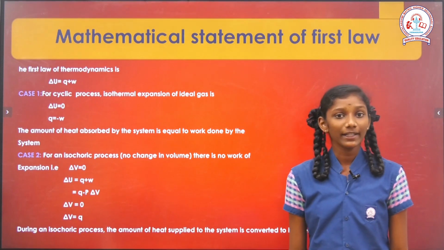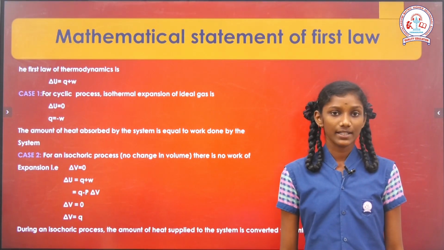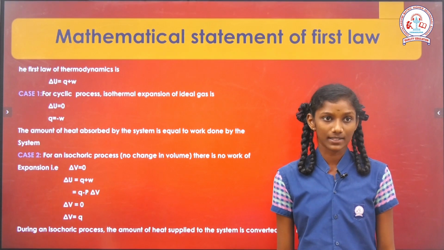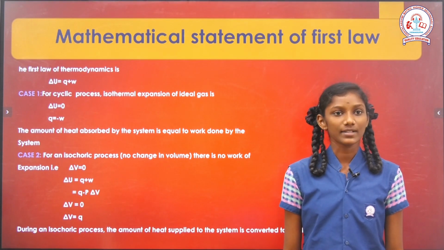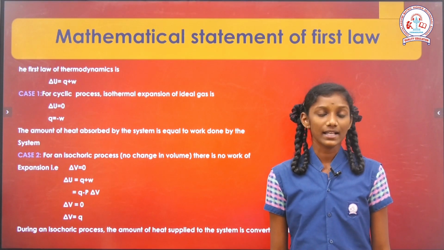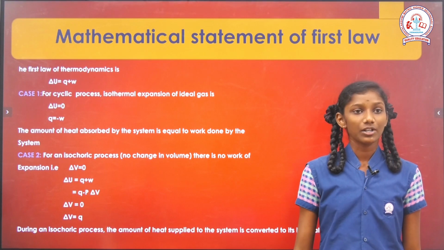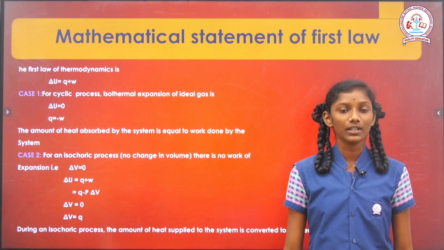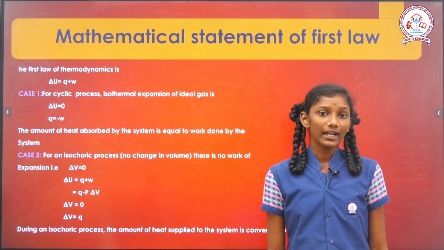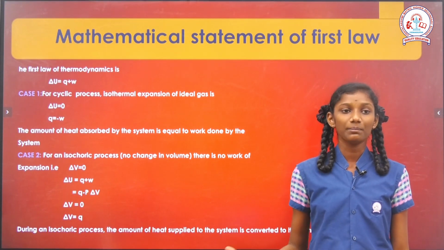Let us see mathematical statement of first law. The first law of thermodynamics is delta U is equal to Q plus W. In case 1, for cyclic process, the isothermal expansion of the gas, delta U is equal to 0. Substitute this in equation 1, then you get Q is equal to minus W. We can say that amount of heat absorbed by the system is equal to work done by the system.